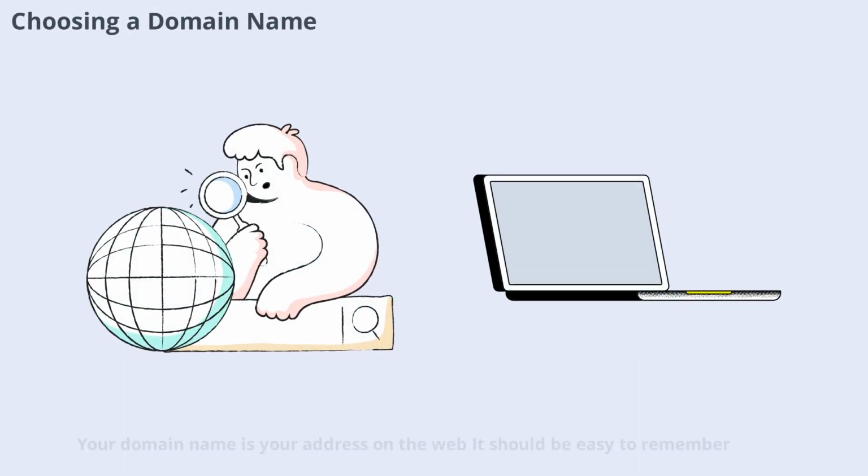Your domain name is your address on the web. It should be easy to remember, relevant to your project, and ideally short. Take time to brainstorm and check availability. A good domain name helps users find you and builds credibility for your website or app. Once you've chosen, you can register it through a domain registrar.